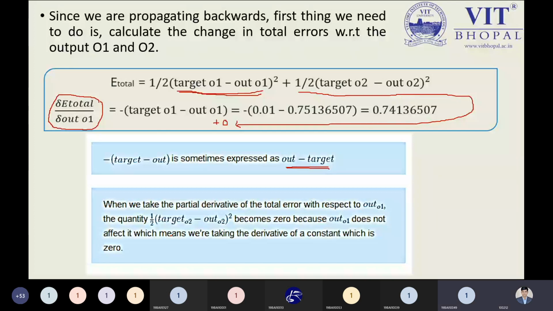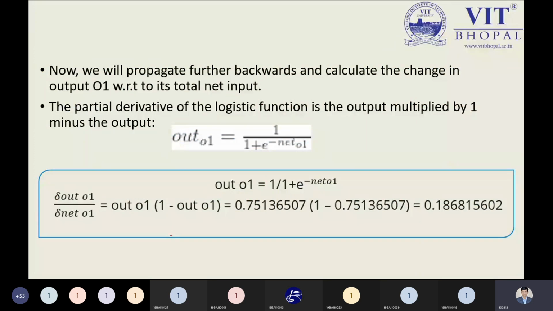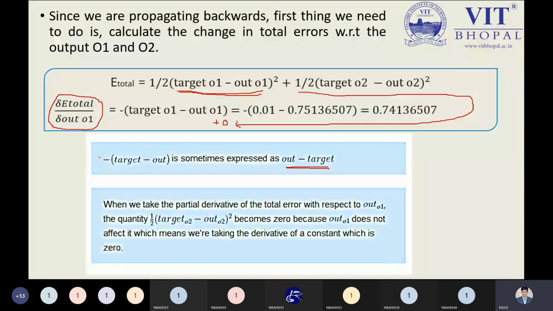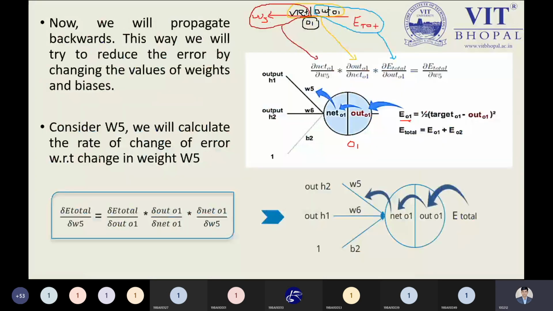Yes, sir, clear. Now we will propagate further backward to calculate the change in the output O1 with respect to the total net value. So what is the next step? What do we need to calculate from the above formula? From the above formula, we have calculated this portion. Now it's time to calculate this portion.